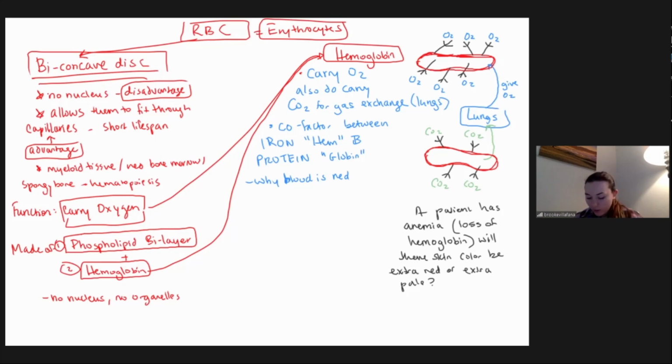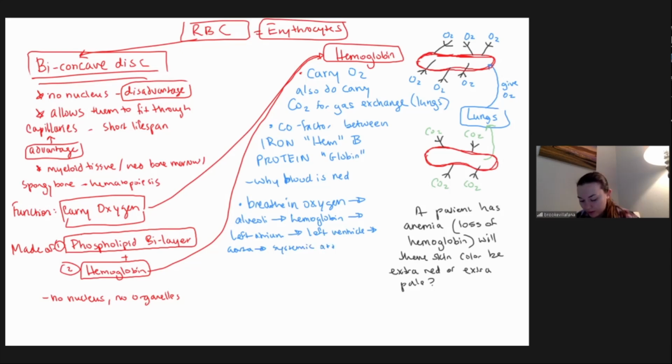Okay, so like I said, when we come to gas exchange, you breathe in oxygen, and that oxygen comes into the alveoli. It gets transferred into hemoglobin on the red blood cell, like I just showed you. And then it will go back to the heart, to the left atrium, to the left ventricle. And then it will go out to the body through the aorta. And then you know that it goes through systemic arteries, systemic arterioles, systemic capillary beds. It gets all the way out to systemic tissues, and that's where we have gas exchange.